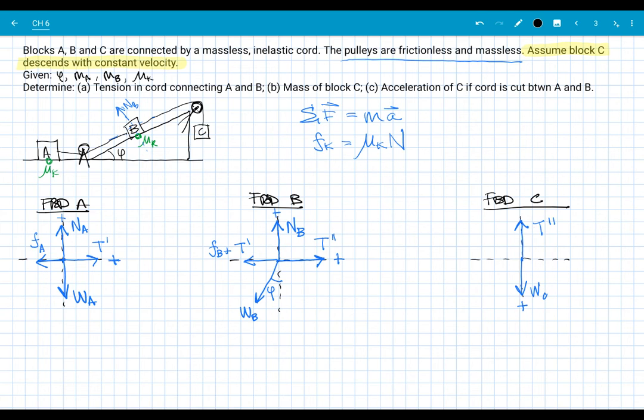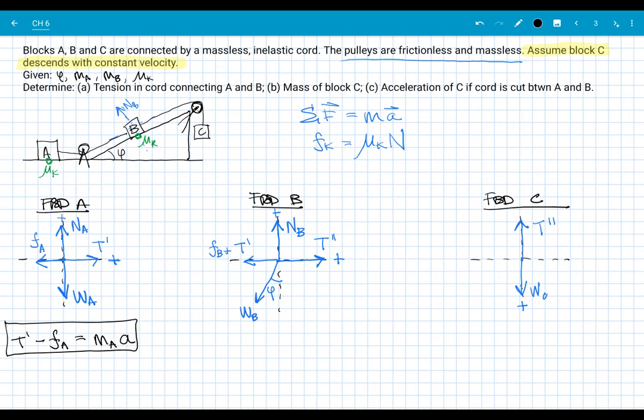So starting with the free body diagram for A, I've got T prime in the positive x minus f sub A is equal to the mass of block A times its acceleration. Now this is an inelastic cord, so these bodies are going to be accelerating together. And I understand that for this very first part we're told that block C descends with a constant velocity, but I'm going to bring that information in later. I'd rather do the more robust version of the problem where it's dynamic, meaning it is accelerating, rather than start with something simpler. So I'll set up in general, and then you can apply it to anything.